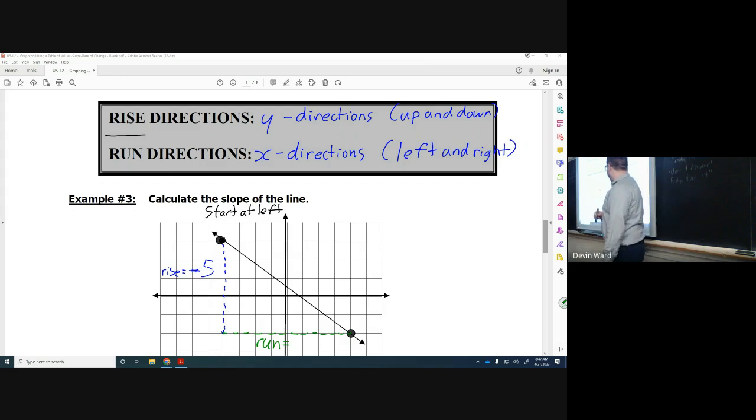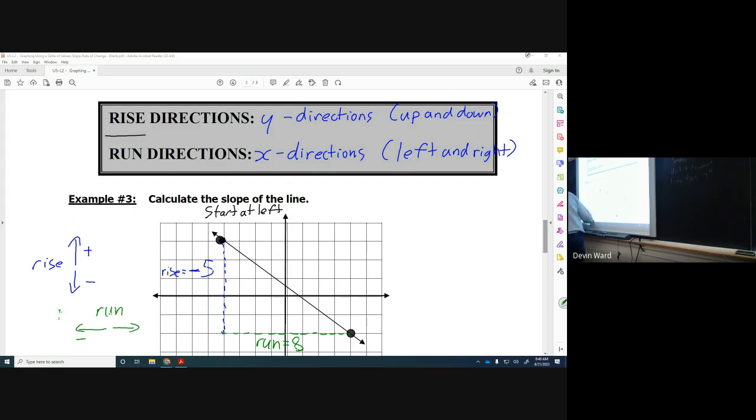So how far are we running here? 8. 1, 2, 3, 4, 5, 6, 7, 8. Perfect. Positive or negative? Positive. Good. So let's do this over here. Rise, going up is positive, and going down is negative. Run is negative to the left and positive to the right.